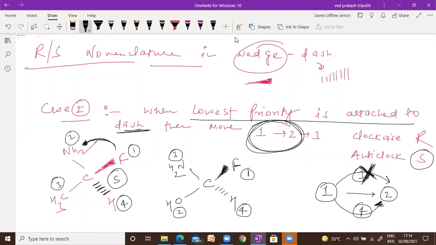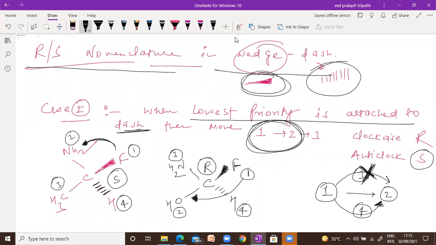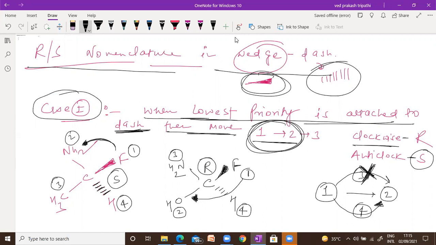This is a rule. So I am going to see 1 to 2 location. If you are moving 1 to 2, you can cross your 4th priority. And you can see this is going clockwise, so this is R. Again, listen to me. I am talking about R and S nomenclature in wedge dash projection. Wedge means this solid line, dash means this line. Case first is when the lowest priority is attached to dash, then move 1 to 2 location, and if it is clockwise then R, and if it is anti then S.